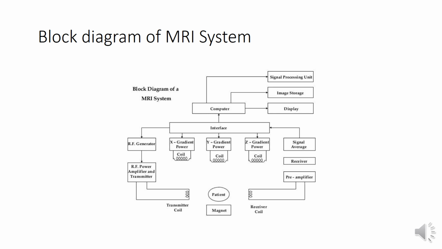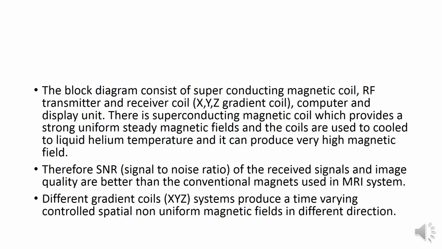So this is the main block diagram for the MRI scanning system. Now we have to see the explanation for this MRI scanning system. In this block diagram, it consists of a superconducting magnetic coil. In this coil, we have the RF transmitter and the receiver coil. We also have the X, Y, Z axis gradient coils, and the computer and display unit are placed in this diagram.